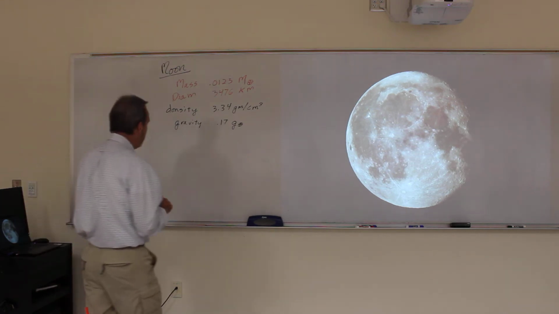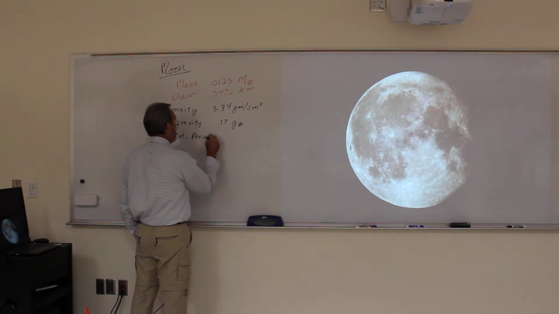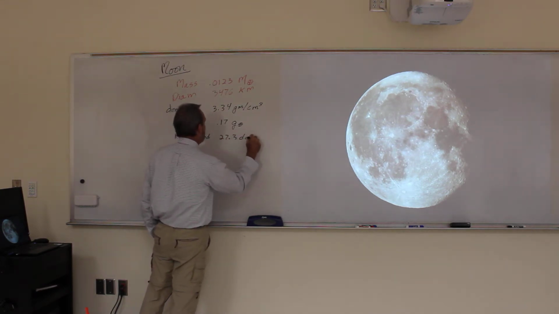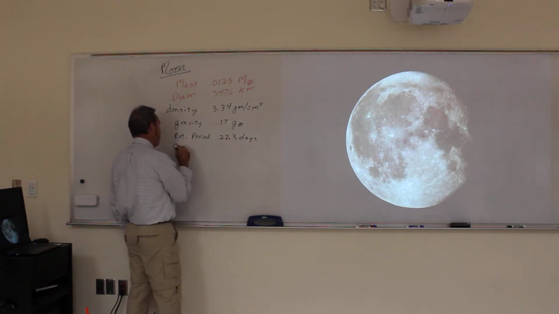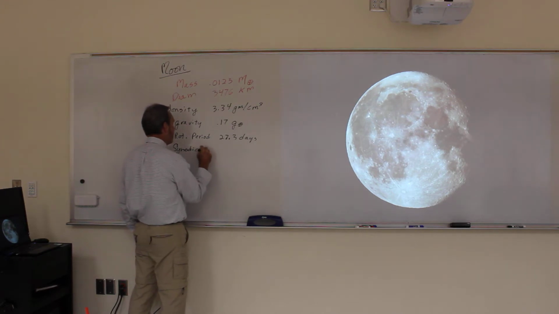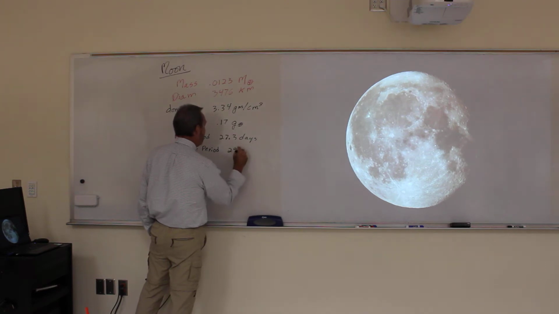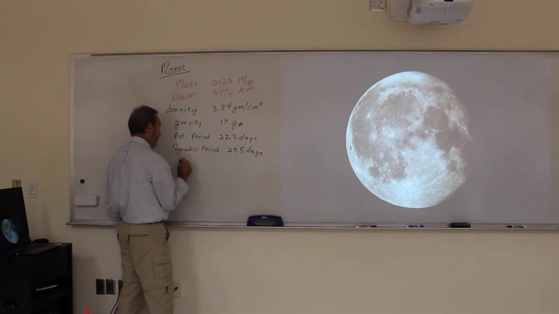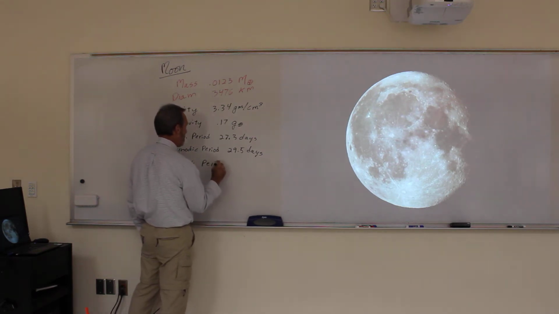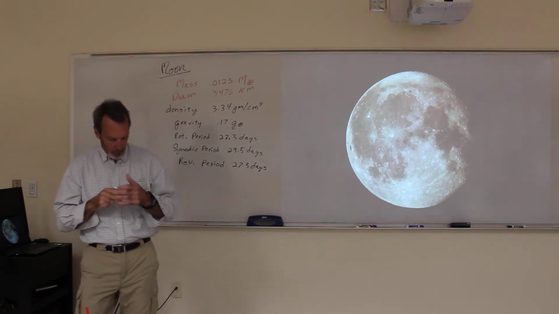And its rotation period is 27.3 days, but its synodic period is 29.5 days. And its revolution period is also 27.3 days. What does all this mean? Okay.